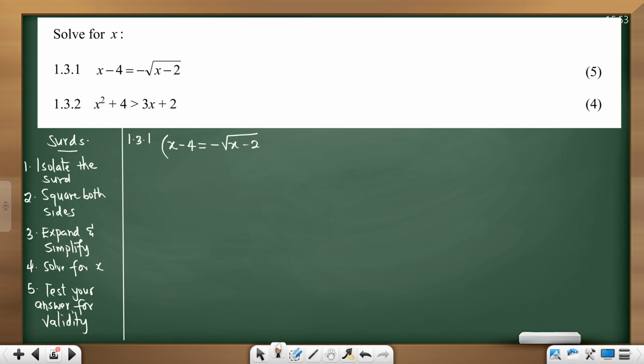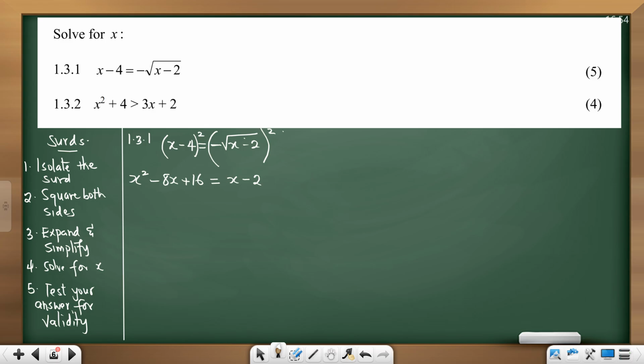Step 2, square both sides. When I say square, please include the negative. Only square when you have an equal sign. Now, what do I have here? x squared. We are not distributing, please. Plus 16. I hope you know how I got that. Now, on the right-hand side, negative times negative is positive. Then the squared and the square root will take care of each other. So I'm left with x minus 2.